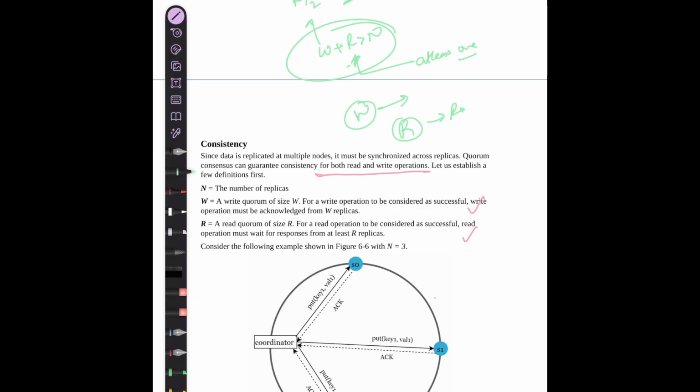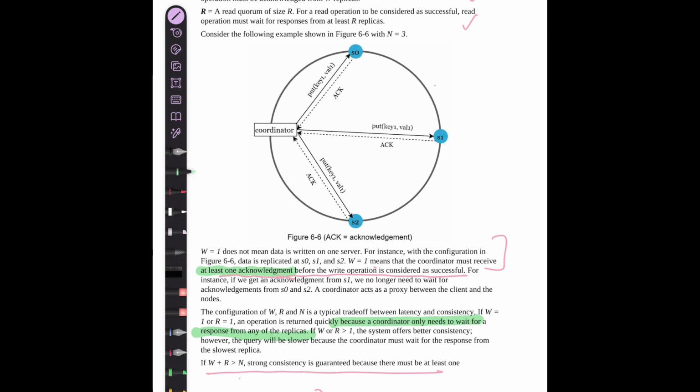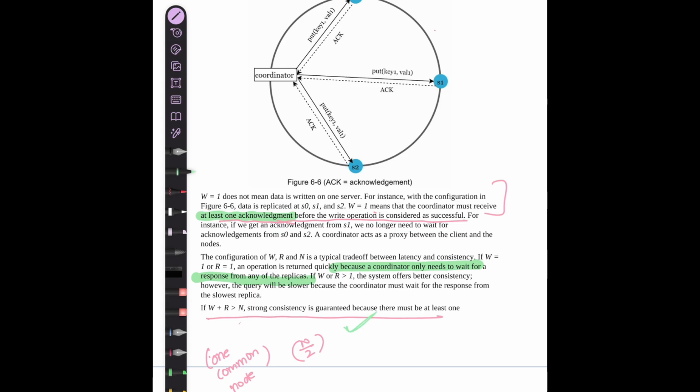If at least one value is greater than N by 2, say one value is N by 2 plus 1, there would be one common node that would be part of both W and R. That time we see that the system is highly consistent. Under this condition, strong consistency is guaranteed.